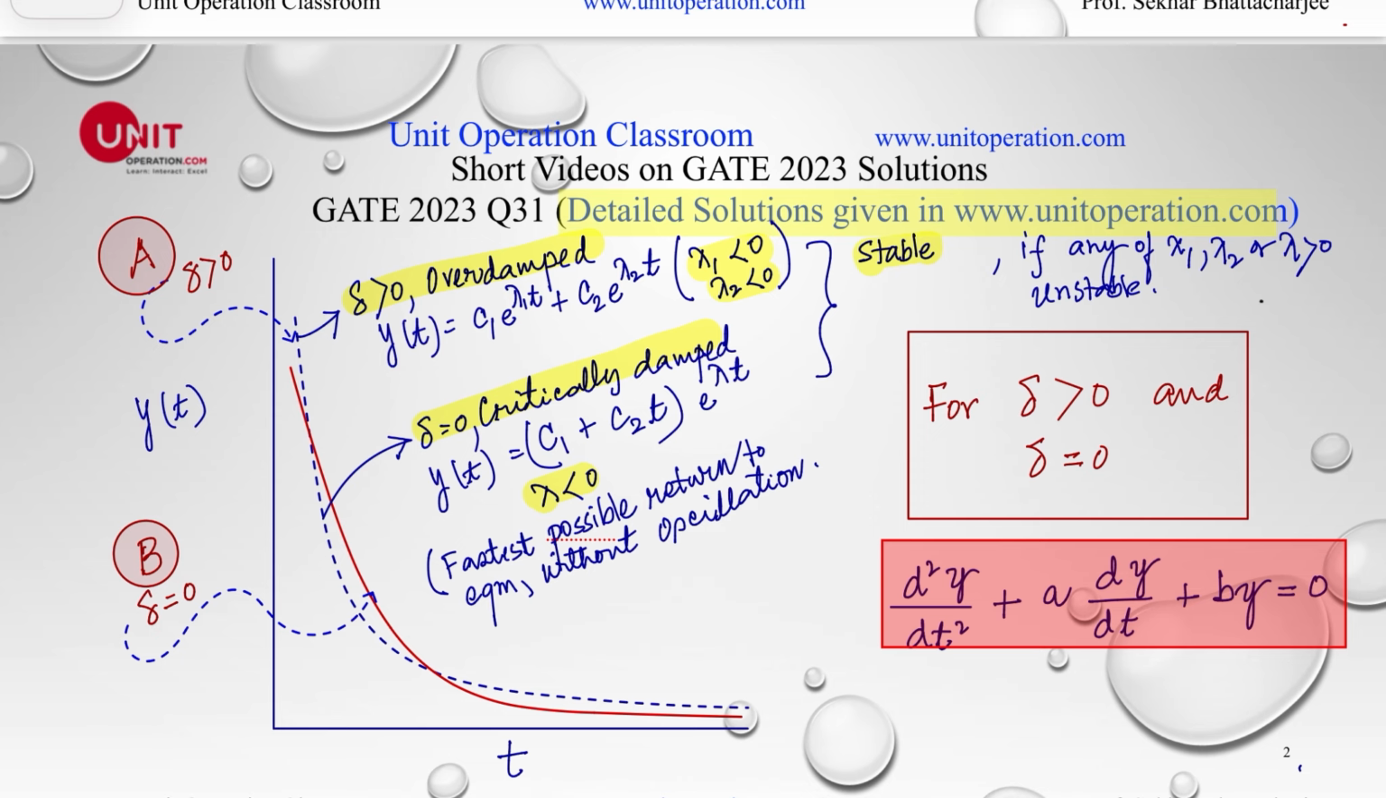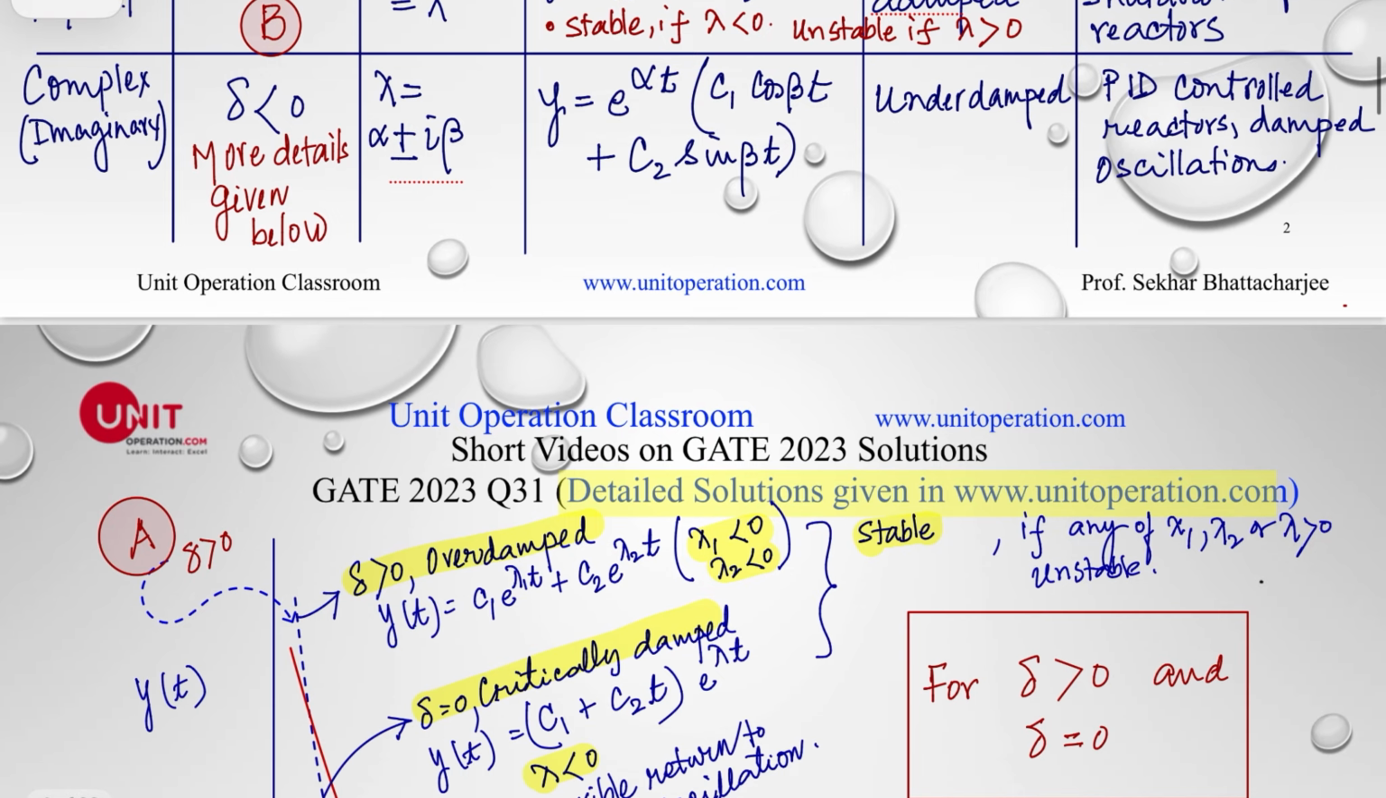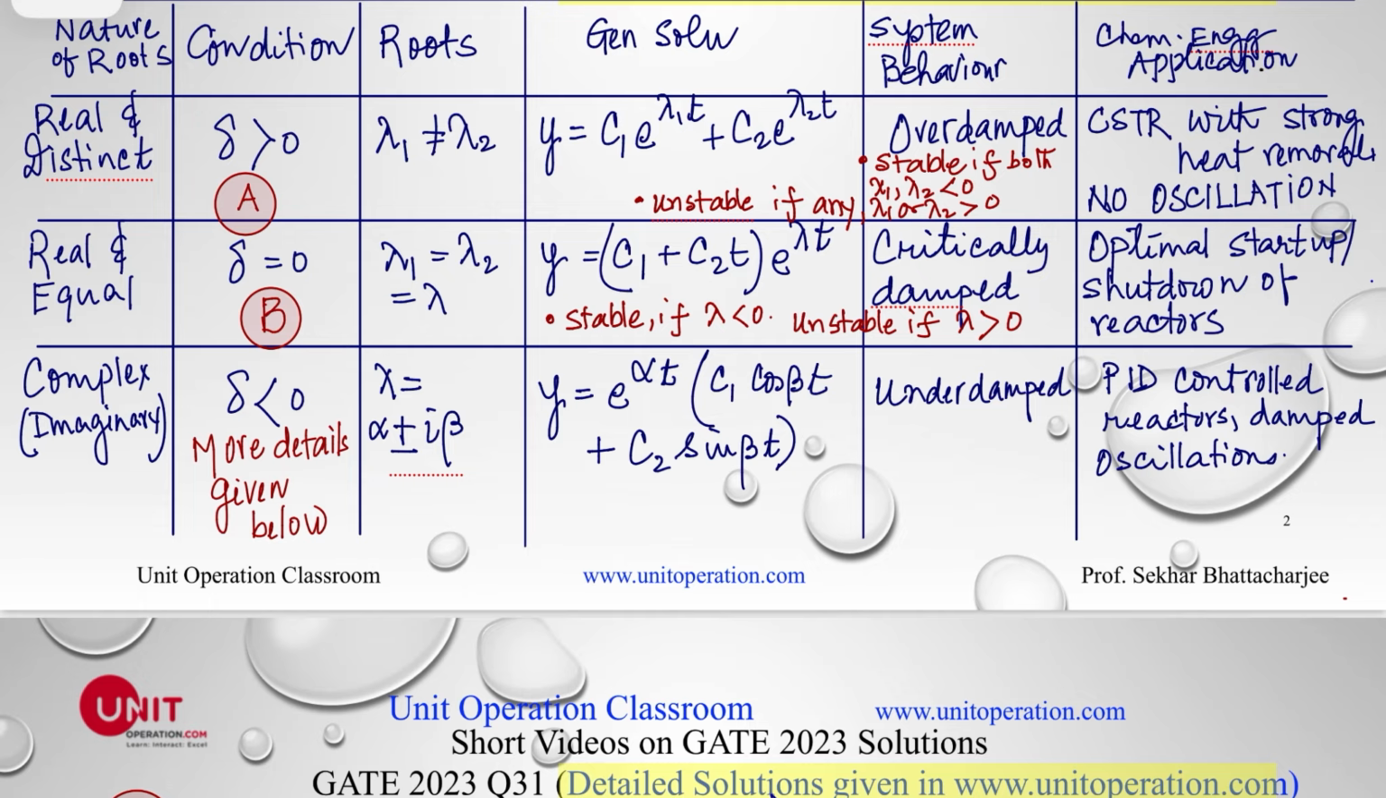Actually, that's not true. This is basically this one. So this leads to the fastest possible return to equilibrium without oscillation. So these are the two situations, and for this case, of course, both the roots are negative. So we have both the discriminant greater than 0 and discriminant equal to 0. The next situation is where the discriminant is negative.